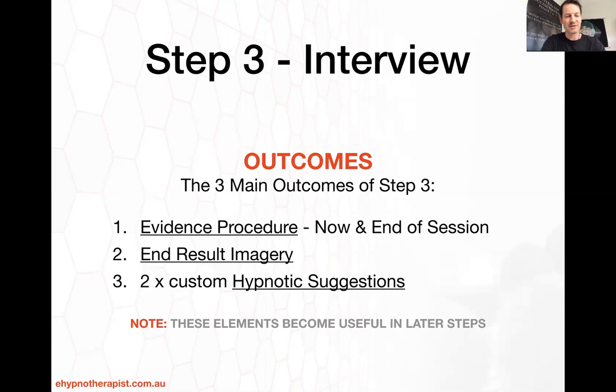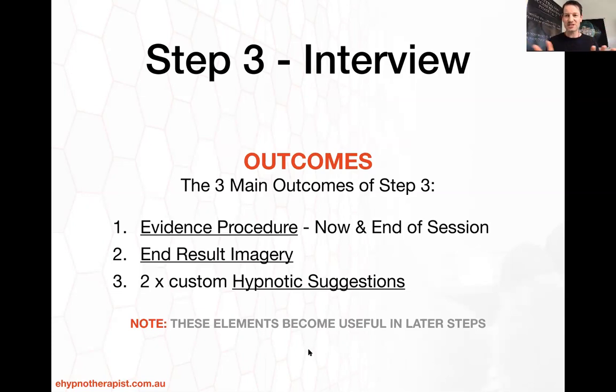So now what's happened is we have these three outcomes. The three outcomes from step 3 are the evidence procedure of where they are now and where they want to be at the end, the end result imagery, which is their future memory that has some emotional impact, and then two custom hypnotic suggestions. So we've just set ourselves up for the future steps. As it says there, note, these elements become useful in later steps.